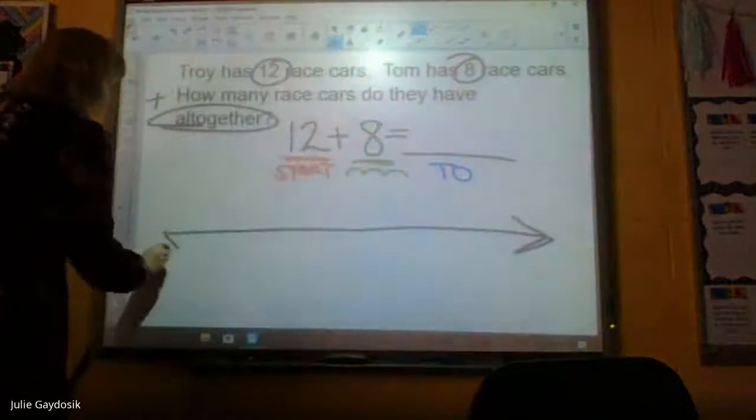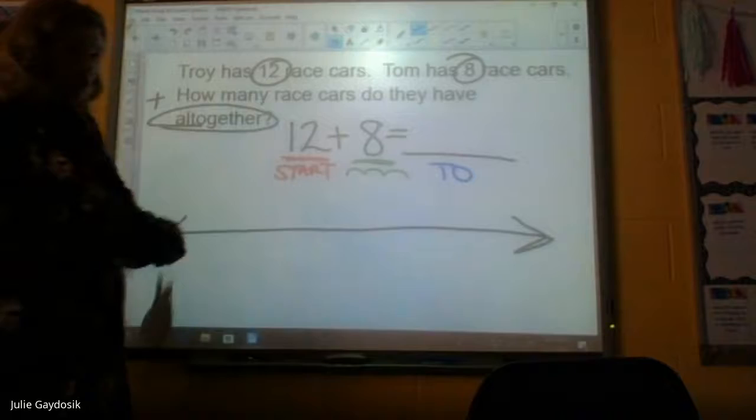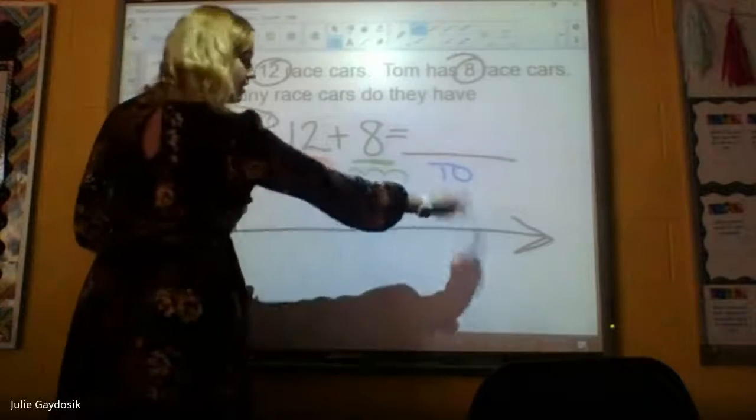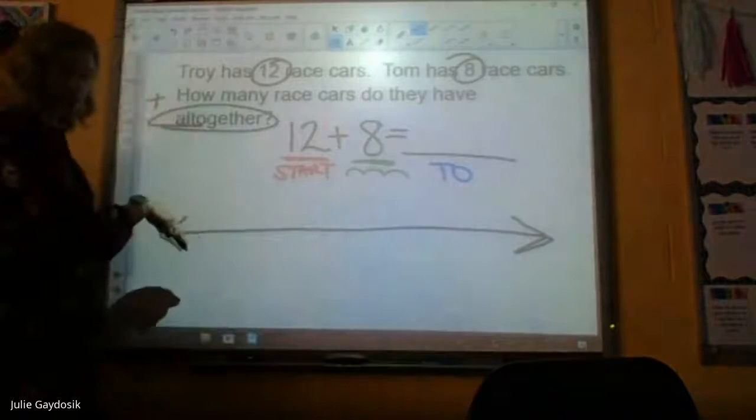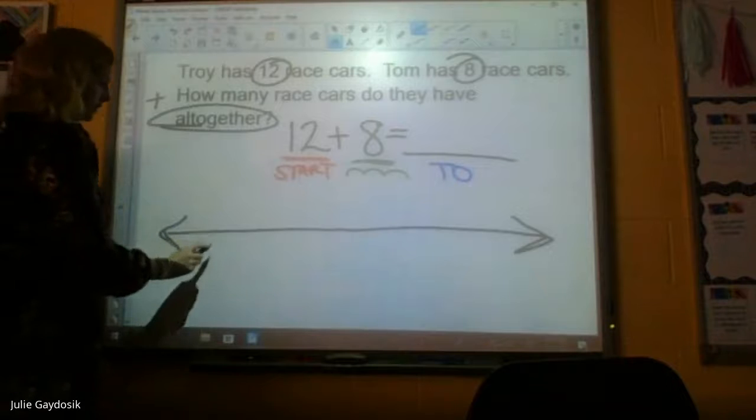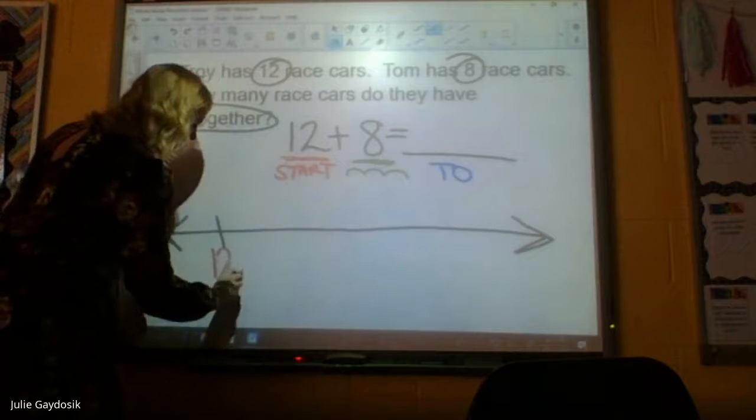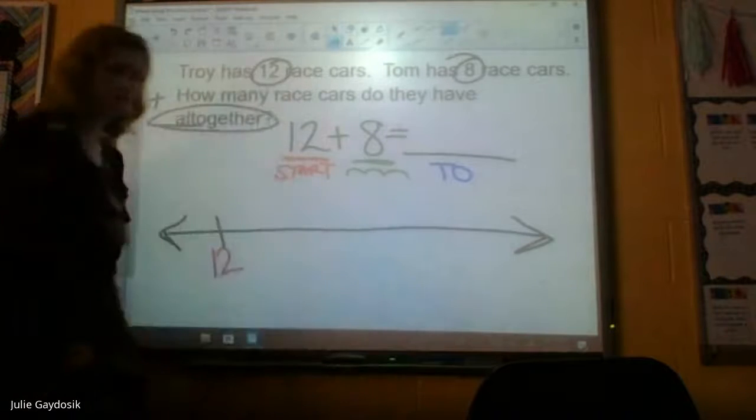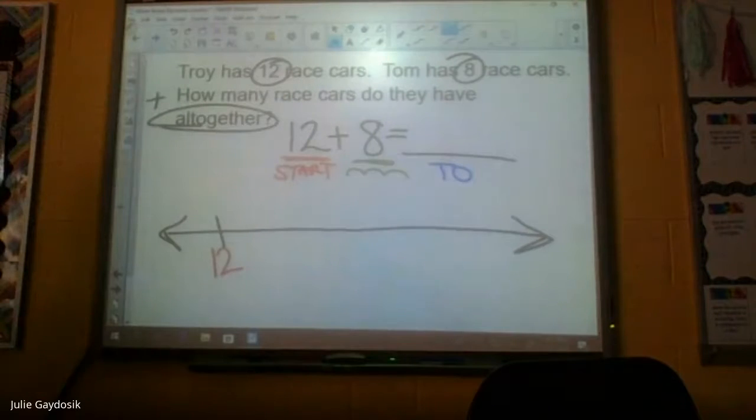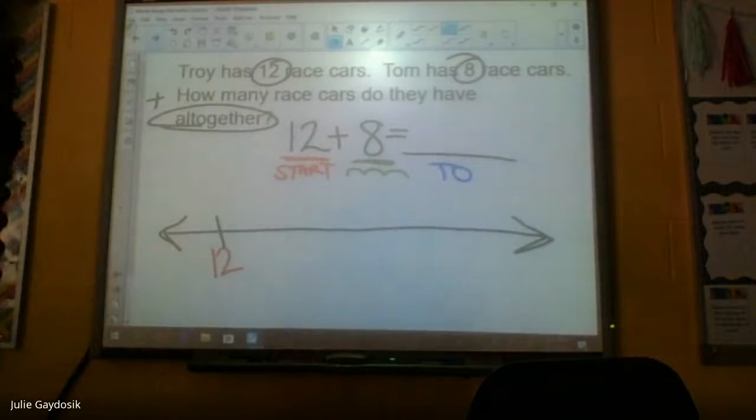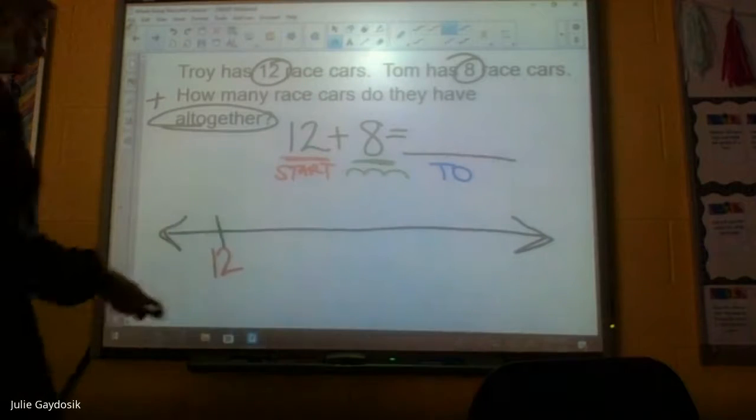Now for addition, am I going to start over here and hop onward, or am I going to start over here and hop backwards? That's right. I'm going to start over here, so I'm going to start with the number 12. Now am I hopping to the number 8? No, that's right. I'm doing 8 hops.